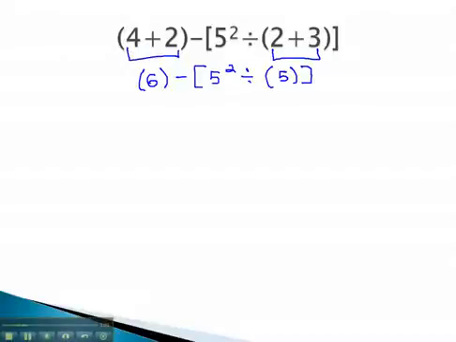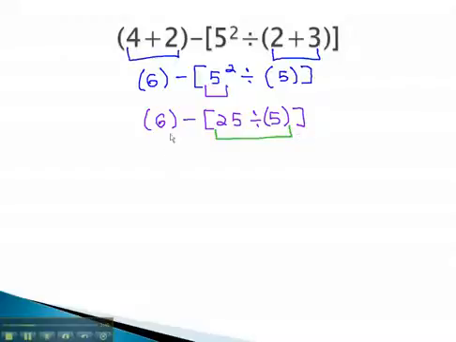Next, you notice there still is a square parentheses to focus on, and inside that parentheses, the exponents must come next. Now we have 6 minus 5 squared, which is 25, divided by 5. Continuing to work inside the parentheses, we must do the division next. So now we have 6 minus 25 divided by 5, which is just 5. Finally, finishing the problem by doing the subtraction, 6 minus 5 is 1.